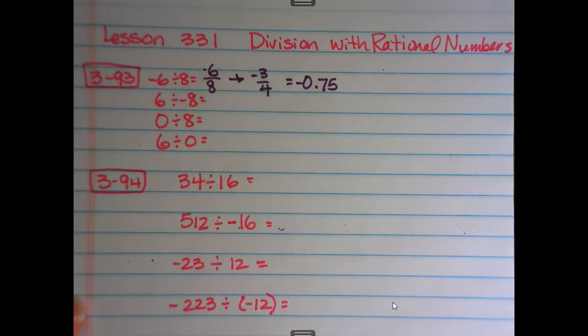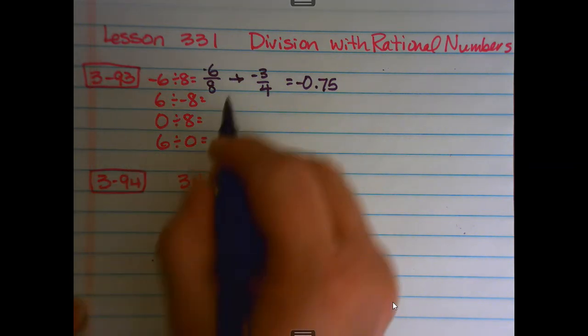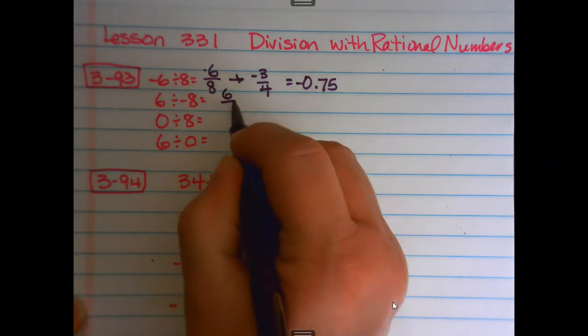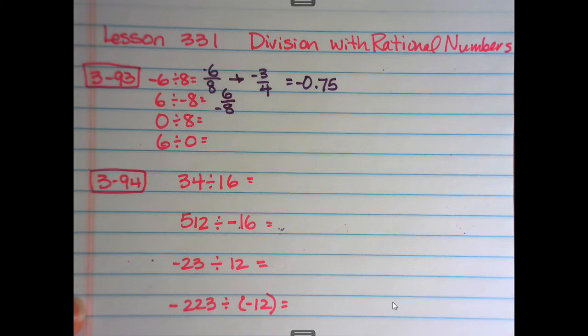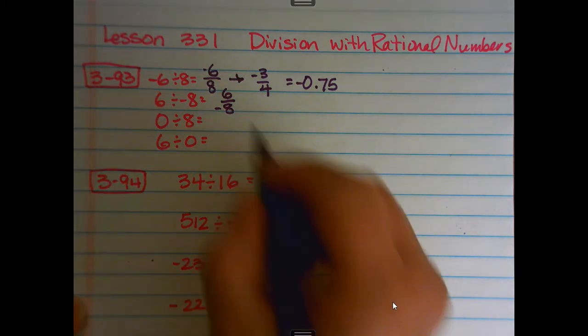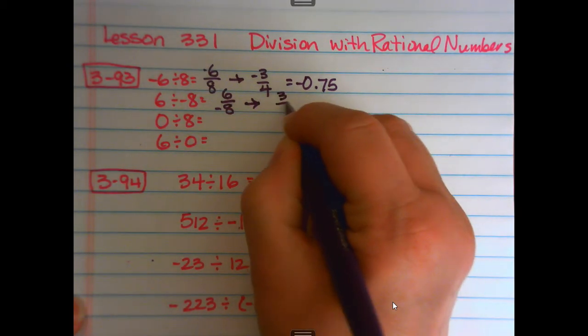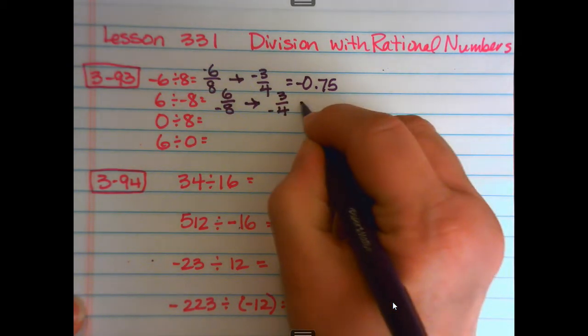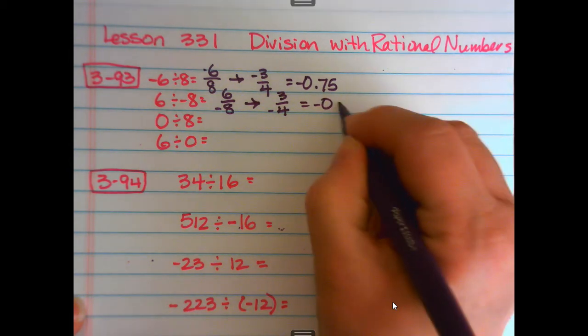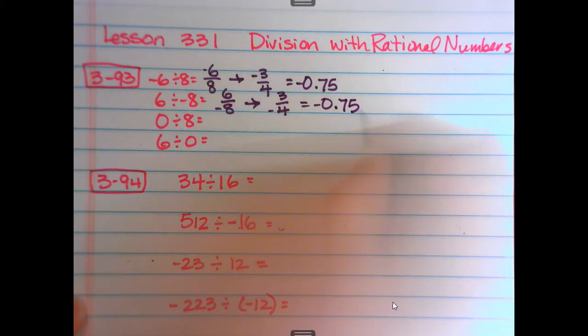This next problem, similar situation, only this time we have the negative in the denominator location. I can reduce this to 3/-4, and I still get -0 and 75 hundredths.